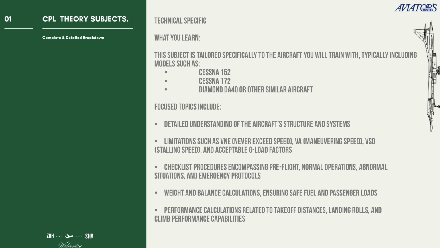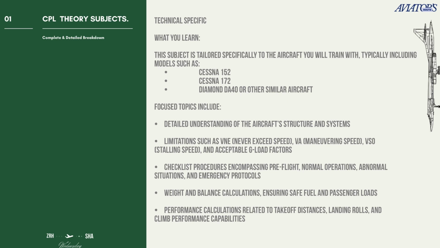Technical Specific. What you learn. This subject is tailored specifically to the aircraft you will train with, typically including models such as Cessna 152, Cessna 172, Diamond DA-40, or other similar aircraft-focused topics. Include detailed understanding of the aircraft's structure and systems, limitations such as VNE, never exceed speed, VA, maneuvering speed, VSO, stalling speed, and acceptable G-load factors.